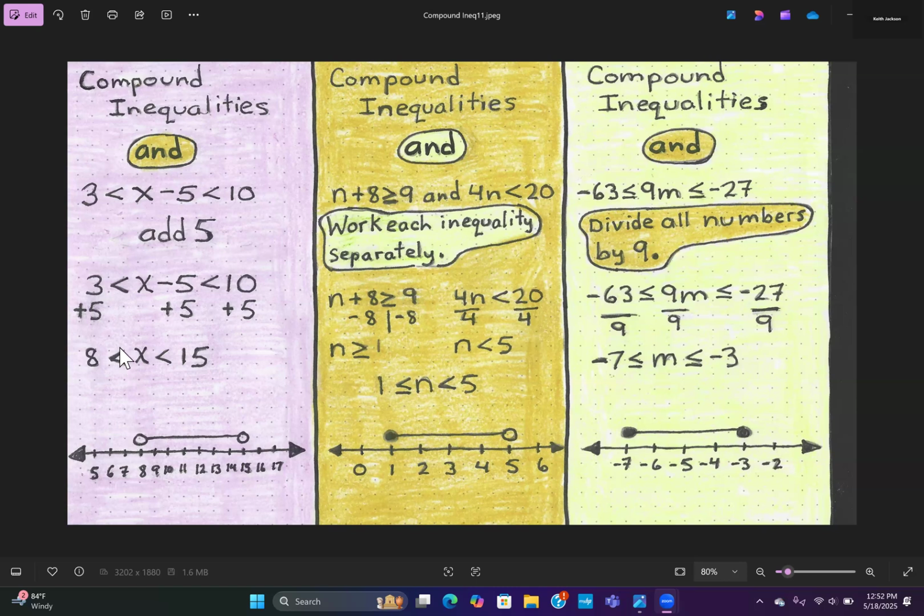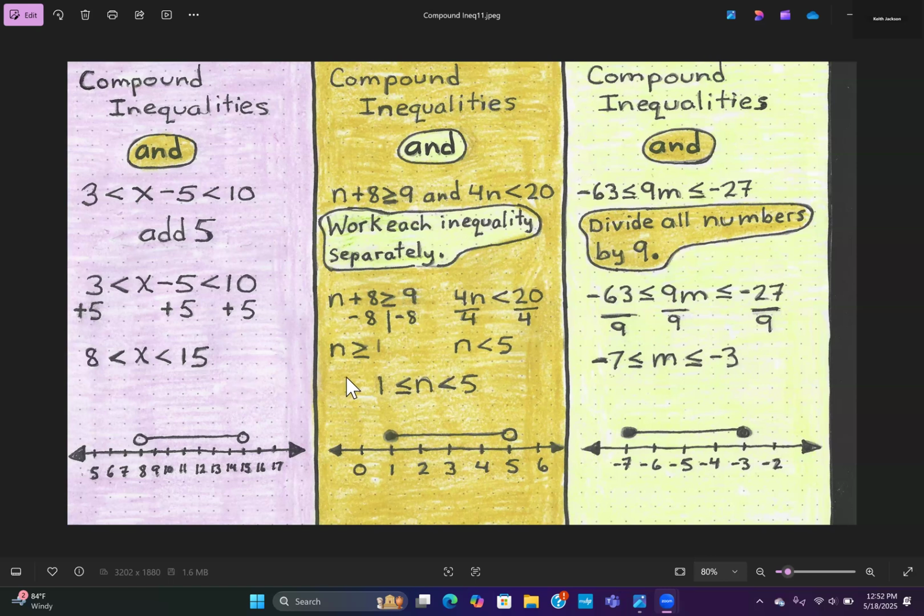And we're going to use open circles because we're dealing with a less than sign in both cases. So here's what we have. x is greater than 8, so we're going to put that open circle above the 8, while at the same time x is less than 15. That lets us know that x is any number between 8 and 15. All right, so that's a neat example.